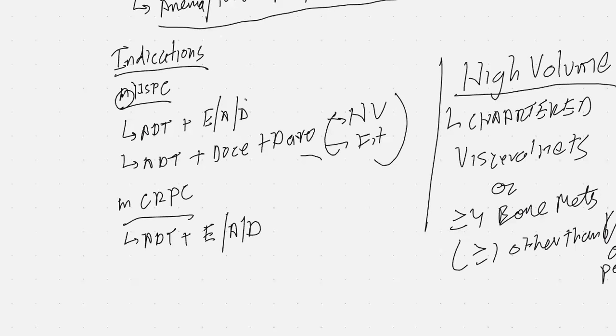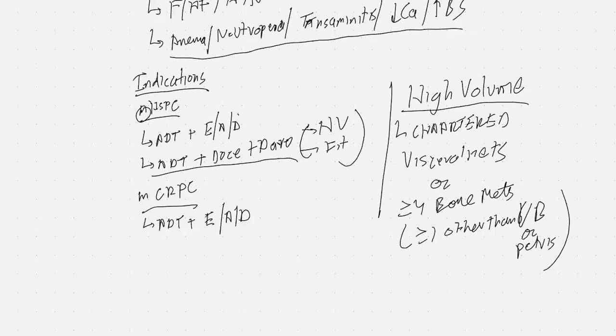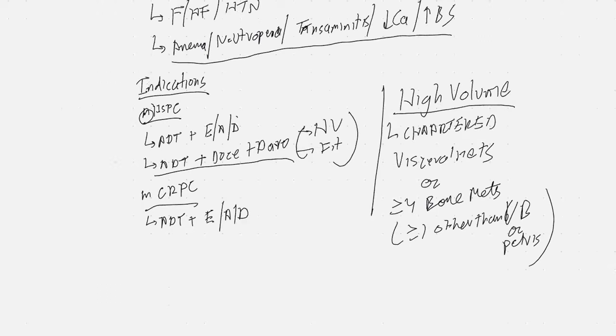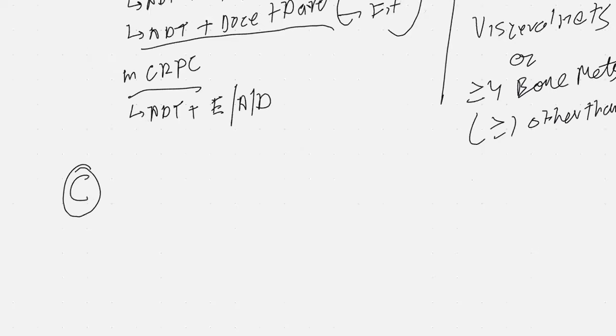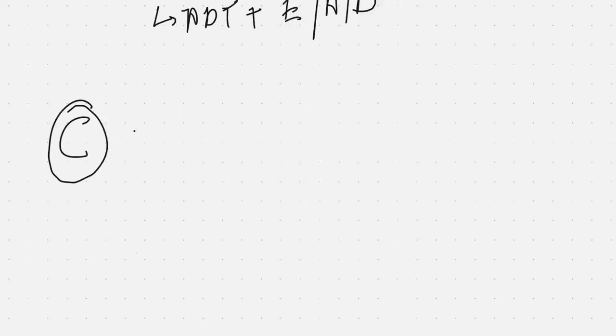Patients who do not meet this criteria are called low volume hormone sensitive metastatic prostate cancer. So I hope you understood that. So that is regarding anti-androgens. Now let's get into the third class of drugs. The third class of drugs looks at enzymatic inhibition.